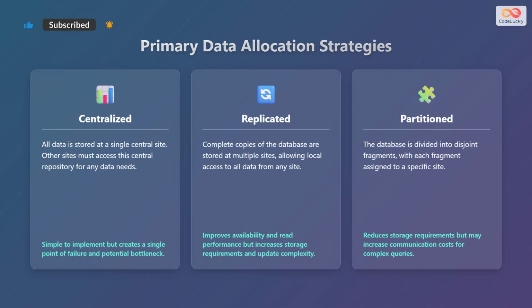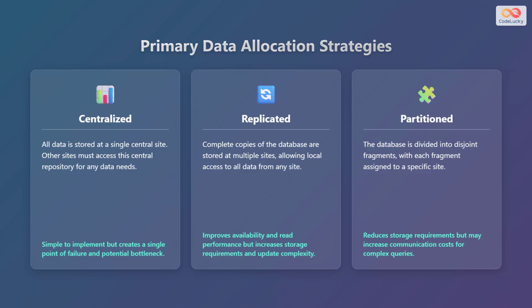Let's look at the primary data allocation strategies. The first strategy is centralized allocation. With this strategy, all data is stored at a single central site. Other sites must access this central repository for any data needs. This approach is simple to implement, but it creates a single point of failure and a potential bottleneck.